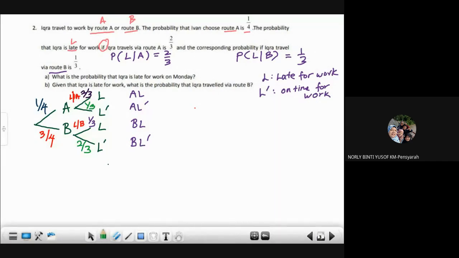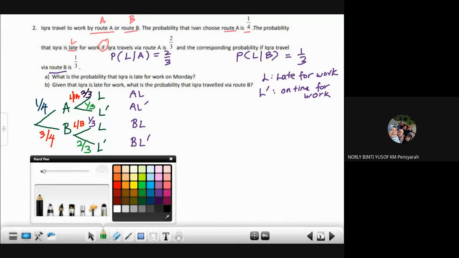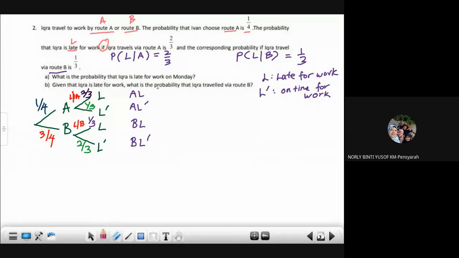So you lengkap lah you punya tree diagram. Dan barulah you jawab soalan. Okay, what is the probability that Ikrar is late for work on Monday? So dia nak probability late lah. Probability of late. So you want to find for A, probability of late.